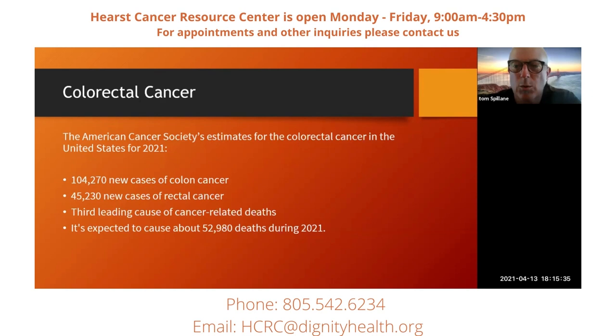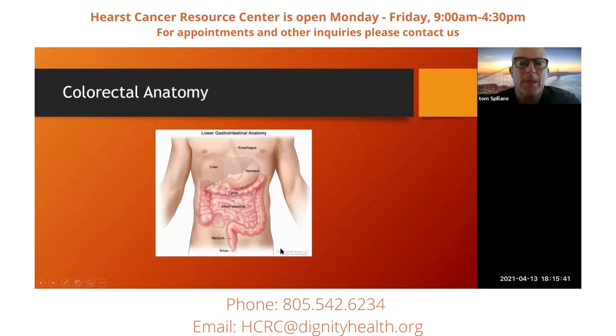This is the anatomy, and I think this is a little bit helpful because it shows you where the colon is. This is called the proximal or ascending colon. This is the transverse colon. They call this the splenic flexure, where it turns and goes into the descending or distal colon. Down in this area is what we would call the sigmoid colon. And then when it crosses down into the pelvis, we call that the rectum.